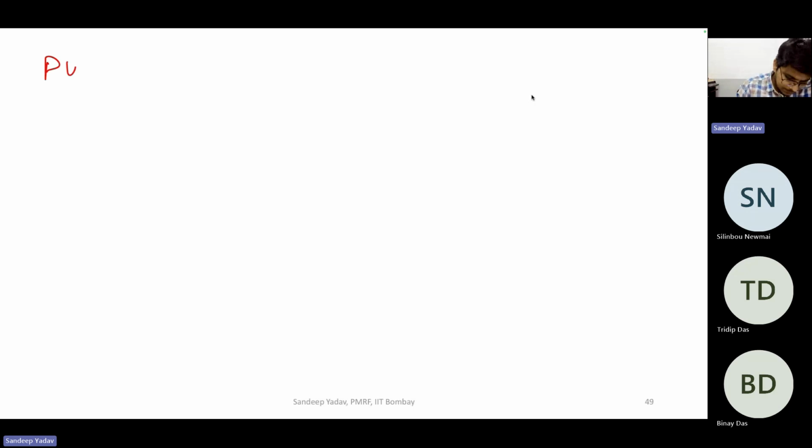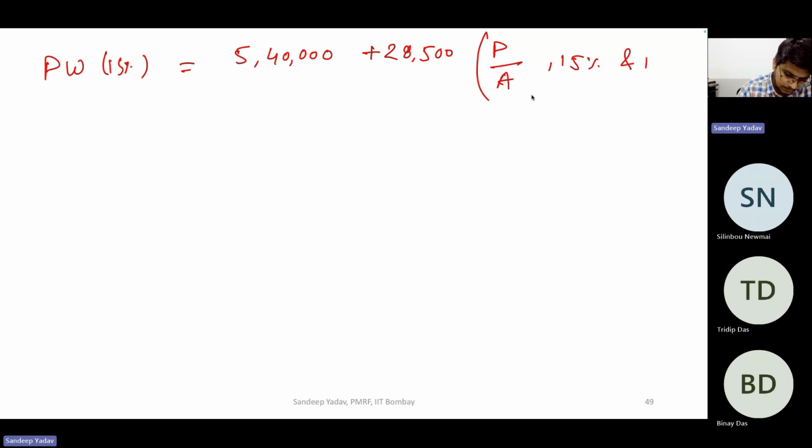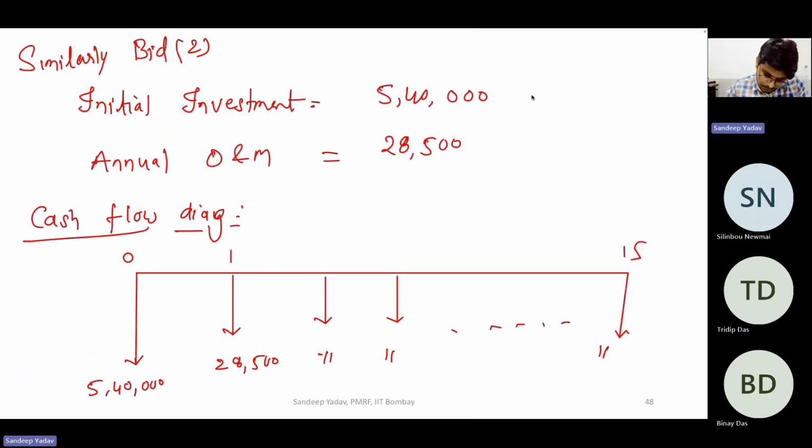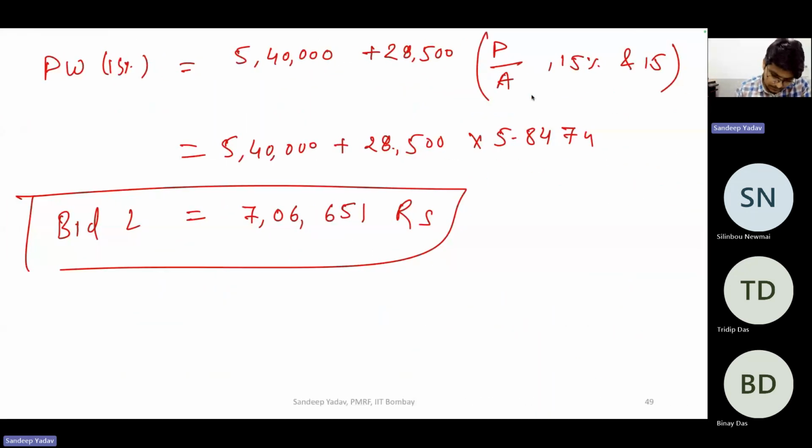Now, similarly, we will calculate the present worth at 15% for 15 years. If you solve this, you will get a factor value of 5.84. It's similar because both the time period and the interest rate are the same for both bidders, so it will be the same as the previous one. Now, if you add these up, it comes out to be 7,06,651 rupees for bid two. So it is clear from bid 1 and bid 2 that the total for bid 1 is less. Bid 1 is lesser than bid 2.